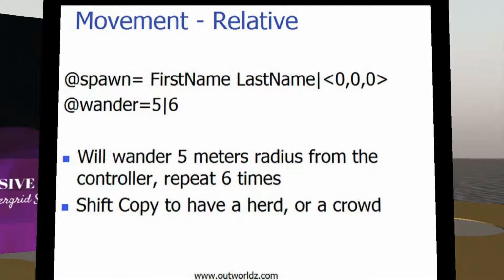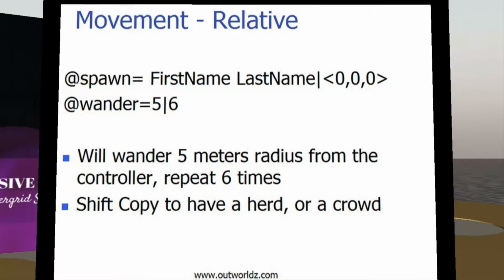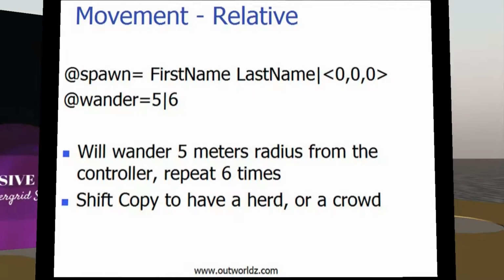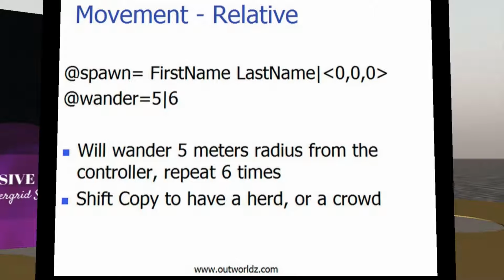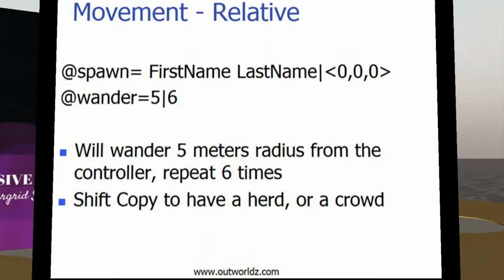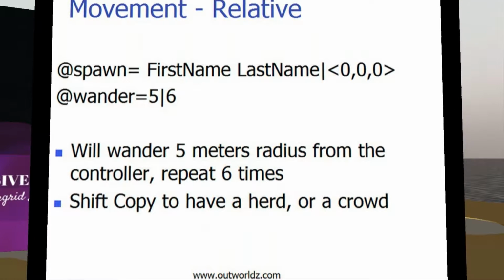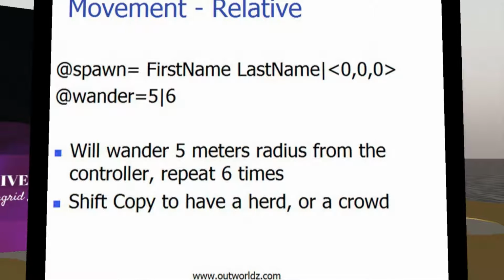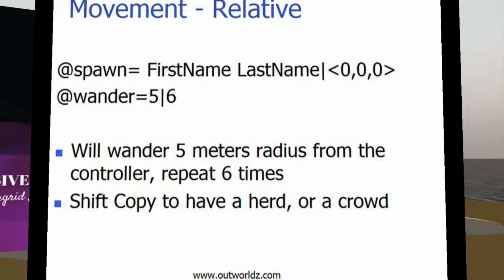Relative motion spawns them relative to the NPC box itself. This is how I make herds of animals, like the zebras. I'll tell you a really quick story. The first night we set up animals, it was a bunch of zebras. I set them up, shift copy, shift copy, shift copy. A bunch of zebras follow the same script. They all start wandering around everywhere for 5 meters for 6 seconds. Then they would repeat, move around, move around, move around. I built a huge herd with just a couple of shift clicks. Okay, Nara, next one, please.